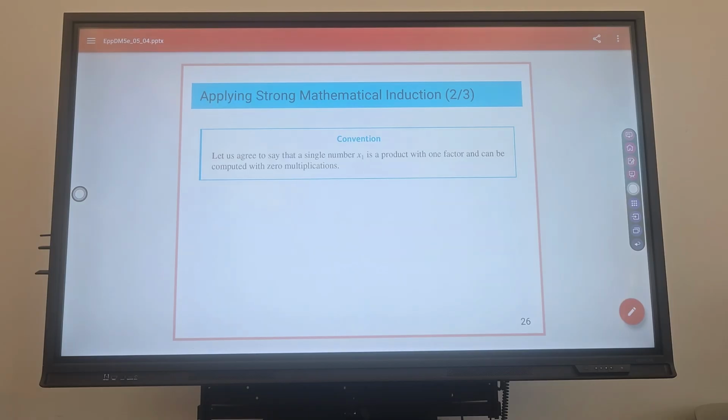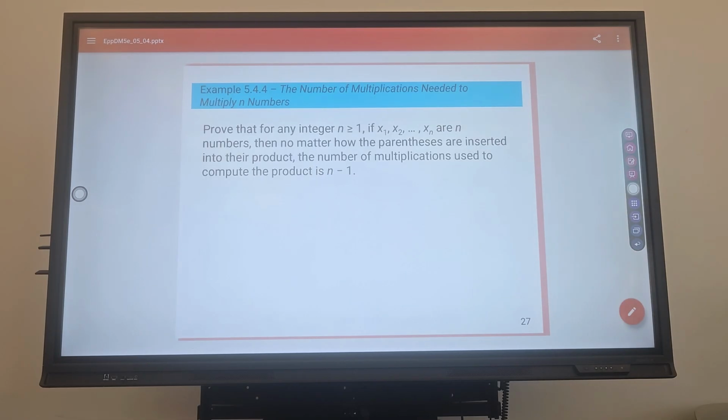Convention. Let us agree to say that a single number x sub 1 is a product with one factor and can be computed with 0 multiplications. Prove that for any integer n greater than or equal to 1, if x sub 1, x sub 2, etc. to x sub n are n numbers, then no matter how the parentheses are inserted into their product, the number of multiplications used to compute the product is n minus 1.